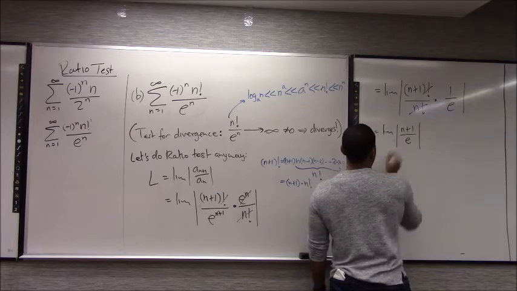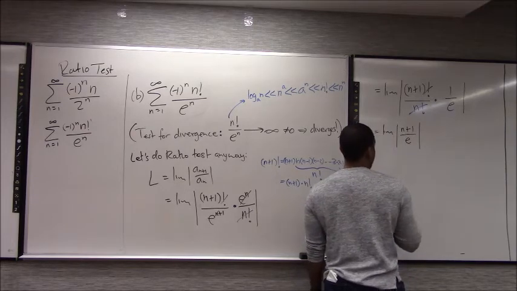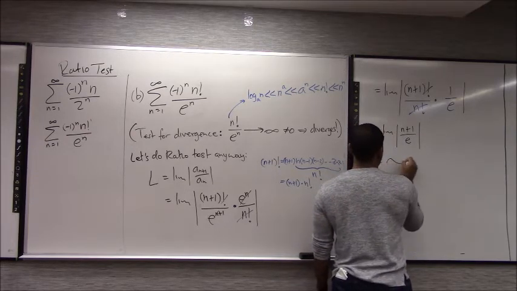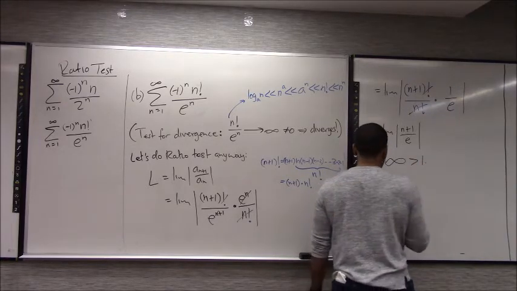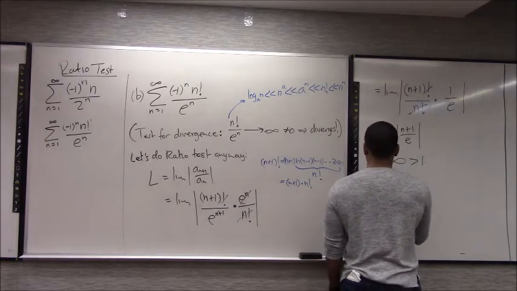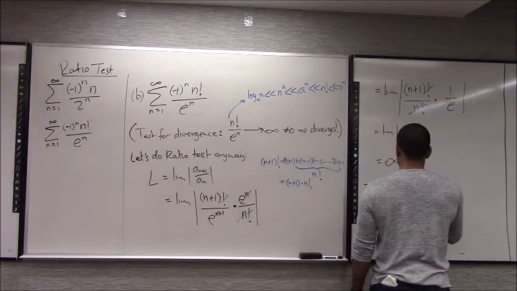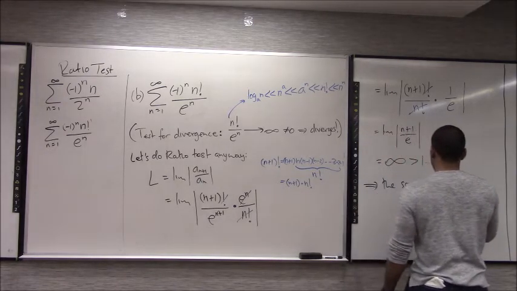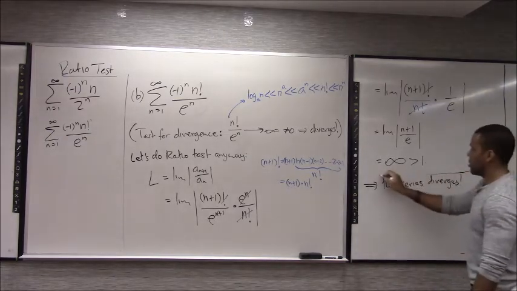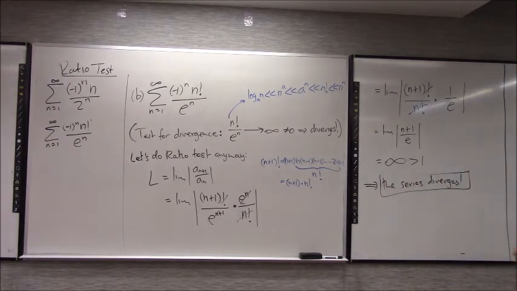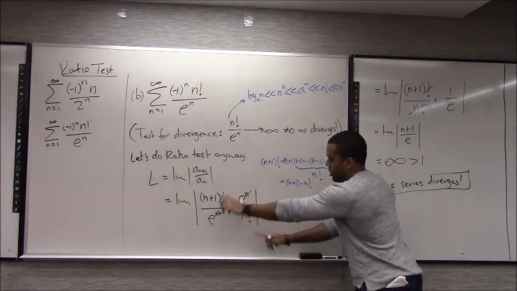And you take that limit as n approaches infinity. e is a constant. That goes off to infinity. Well, that's bigger than 1. Right? Really bigger than 1. So this tells you the series diverges. Which, yes, we knew all along, but I wanted to introduce this kind of trick to you.